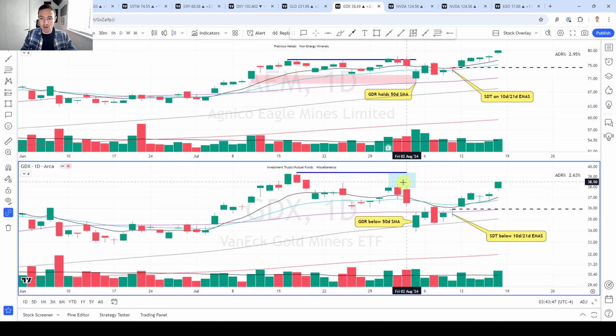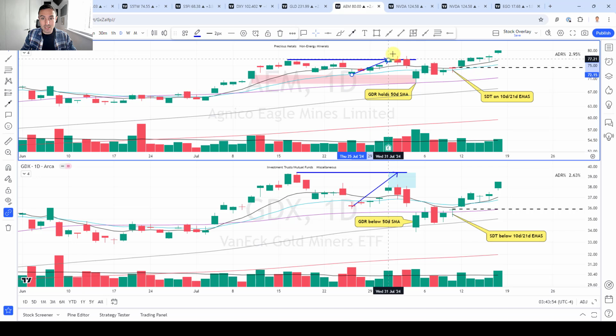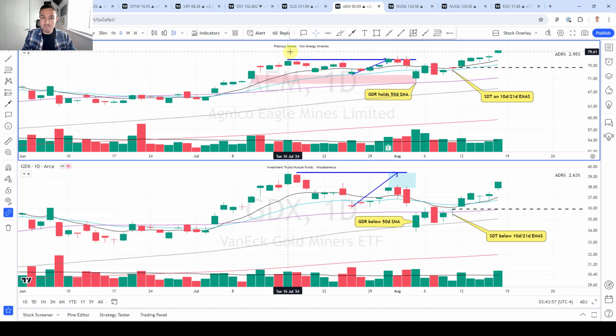Did it even reach the prior highs? No, it wasn't able to get up there. Okay, if I draw this arrow here, it wasn't able to get up there. Whereas AEM was able to get to the previous high set in the middle of July. Like AEM is saying, I'm really, really strong.